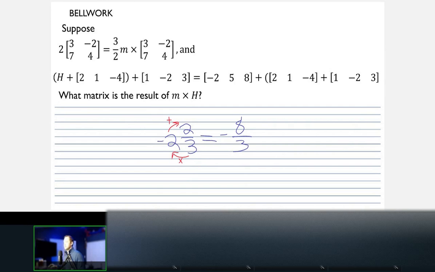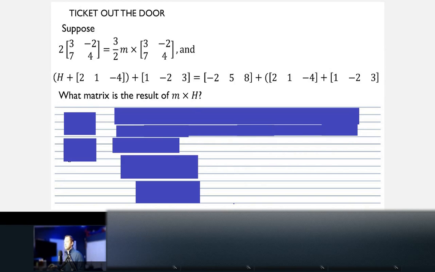Let's take a look at the actual work. For people who were able to finish this or tried it, was this problem a lot easier than you thought it was going to be?